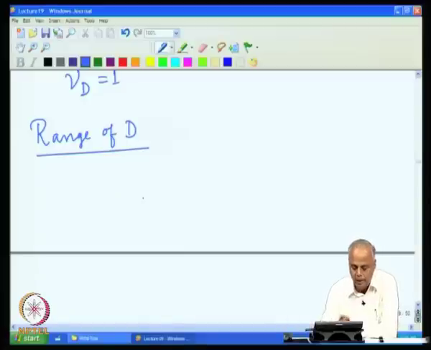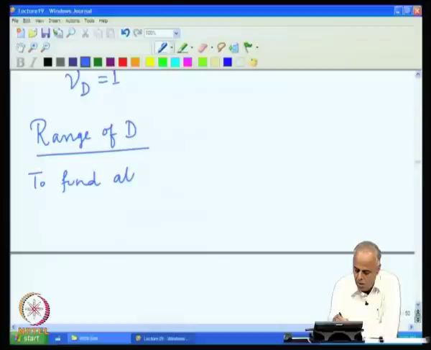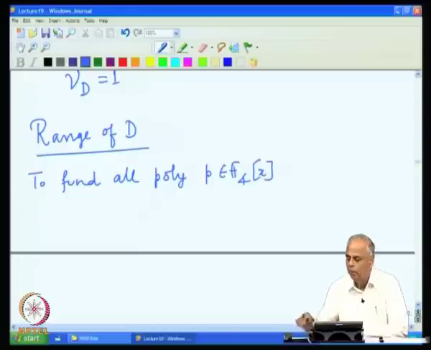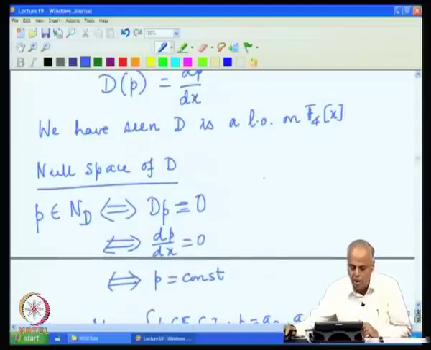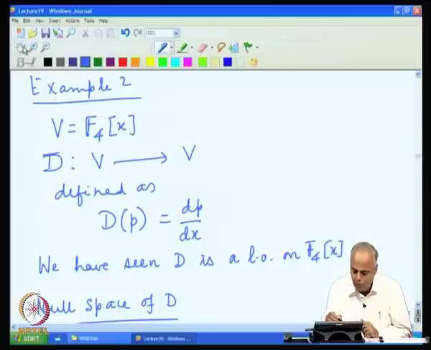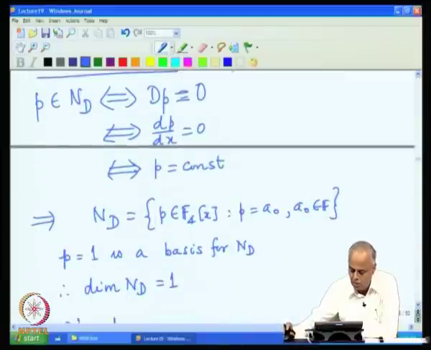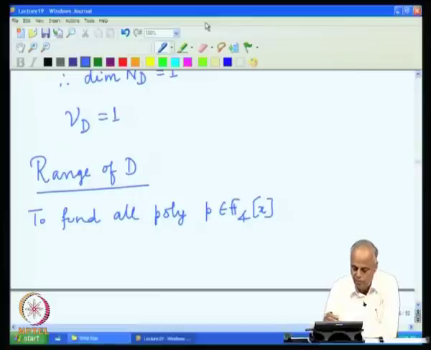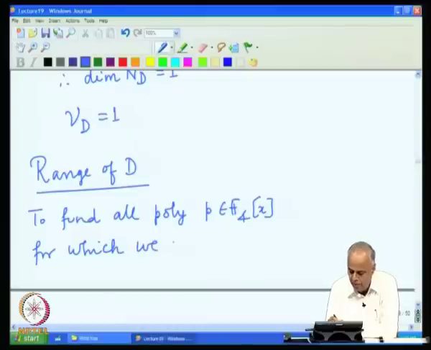So, to find the range of D, we want to find all polynomials p in P4(x). Remember, now we are looking at D as a linear operator on V. So, even the W space is now V. So, the W space is also P4(x). So, we are looking at all those p in P4(x) for which we can find a pre-image.